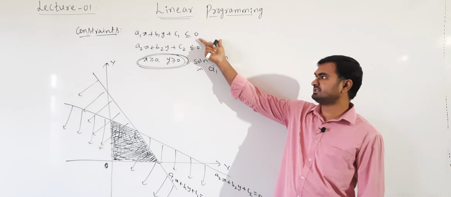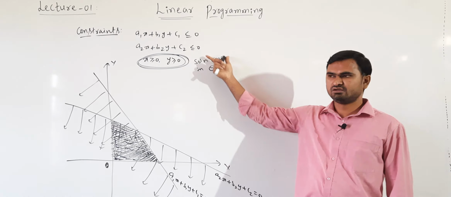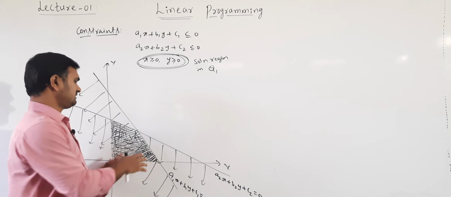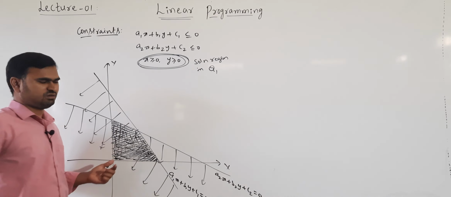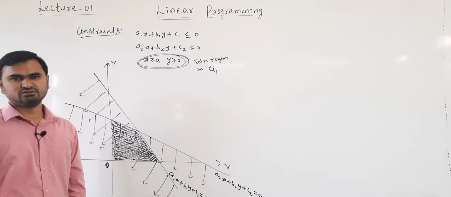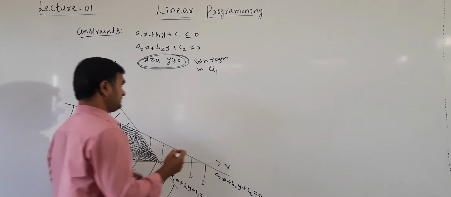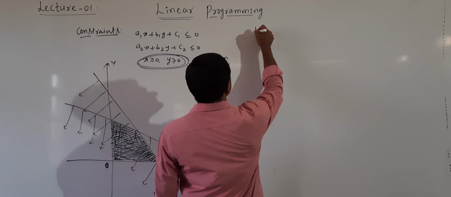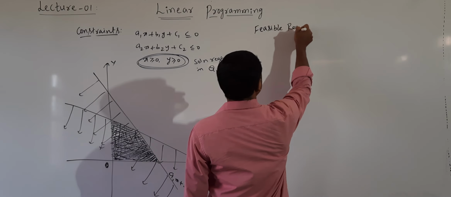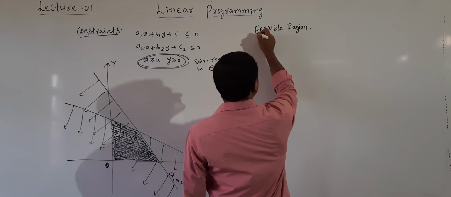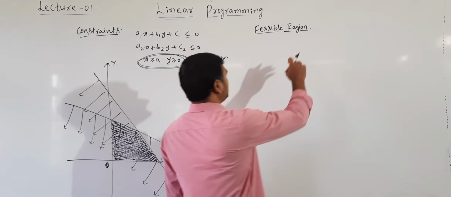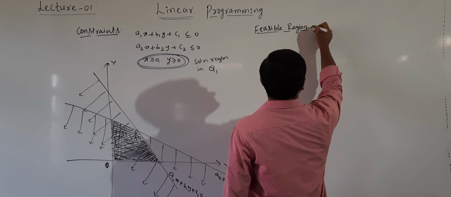Some inequalities or constraints will be given. Let us draw the graph of all these inequalities and obtain the common region. Now for this common region there will be some extension, and that is what we are going to study here. So again there is some definition. Feasible region, or it is also called the solution region.